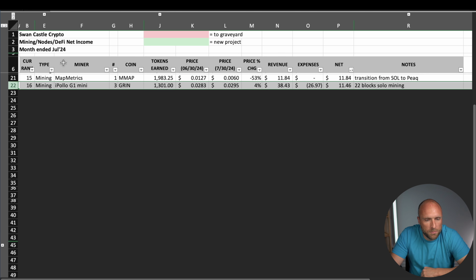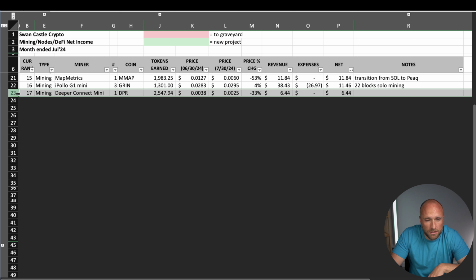Number 16, my iPolo G1 Minis. These are solo mining Grin, making $11 for the month. 17, my Deeper Connect Mini, another poor month in terms of price performance for the Deeper token, just making $6 for me for the month.